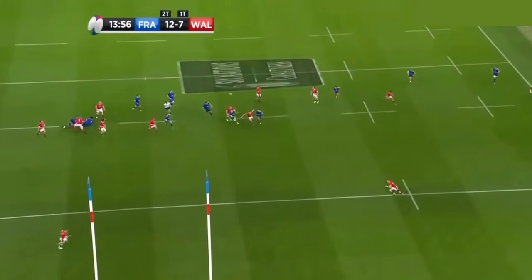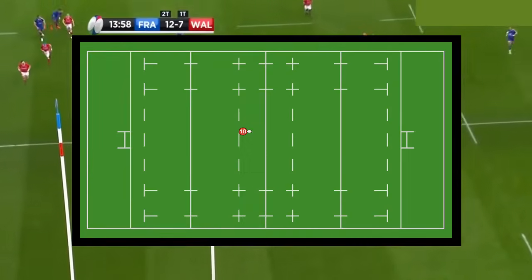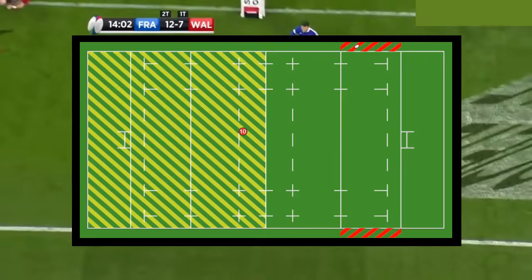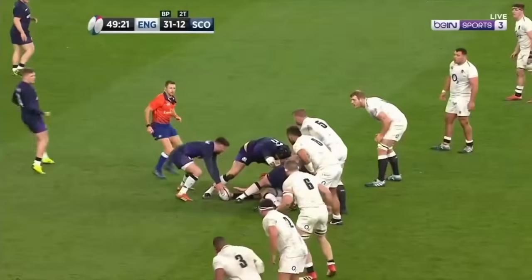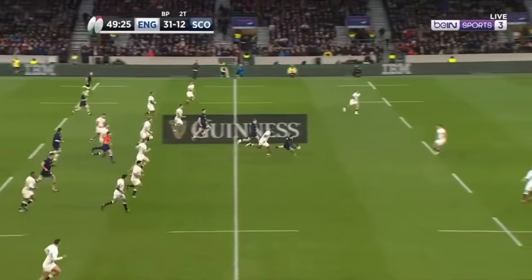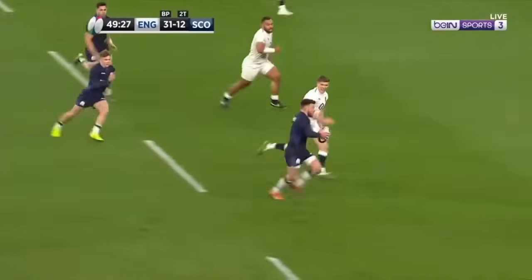The second factor is the new 50-22 rule. Check out my other video if you're not familiar with this rule. But the 50-22 rule now encourages the backfield players to defend deeper. Therefore, the hole behind the blitzing defence is stretched even bigger.